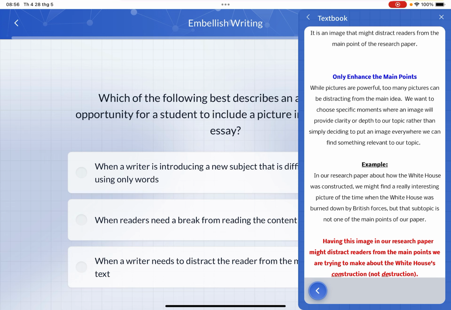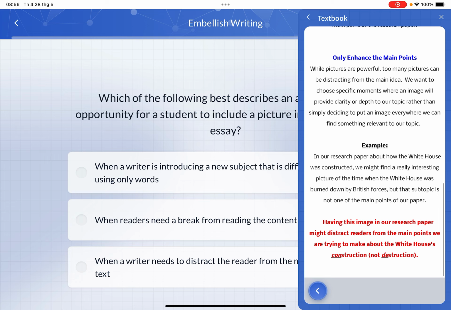main idea. So we want to choose specific moments where an image will improve clarity or depth to a topic, rather than simply putting an image everywhere, and we can find something relevant to our topic. For example, in a research paper about how the White House was constructed, we might find a really interesting picture of the time when the White House was burned down by British forces. But that subtopic is not one of the main points of our paper. So having this image in a research paper might distract the reader from the main point we are trying to make about the White House construction, not destruction.